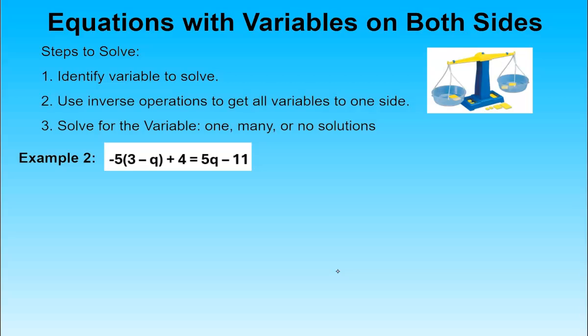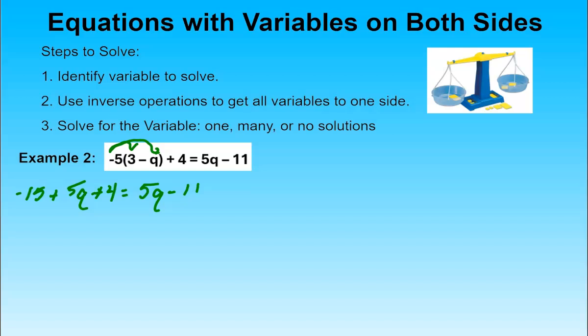Next example. Example 2, we're going to do the same thing, identify the variable. Our variable is q. So we're going to solve for q. In order to do this, I have some parentheses in here. We want to get rid of our parentheses. So to get rid of our parentheses, I'm going to distribute. So negative 5 times 3 is a negative 15. Negative 5 times a negative q is a positive 5q. And then I have plus 4 equals 5q minus 11.